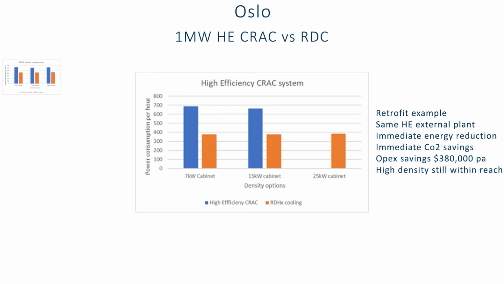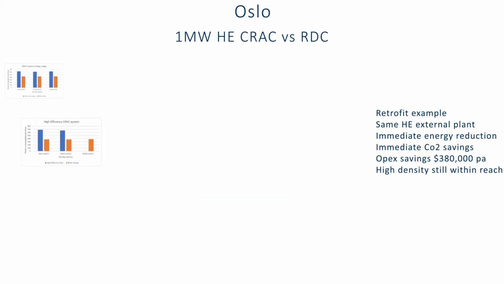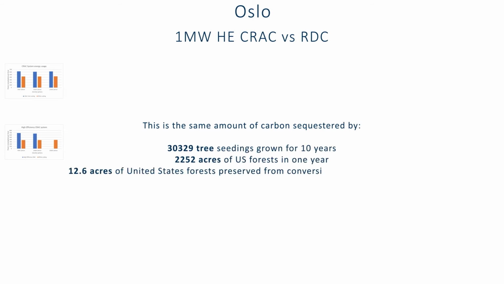Continuing in the same vein, by standardizing the external equipment, you can see the difference is increased because of the additional airflow. This is needed to enable the same level of cooling internally. This equates to over 40% lower energy usage, or 1,838 tons of CO2. This is the same amount of carbon sequestered by 30,329 tree seedlings grown for 10 years, 2,252 acres of U.S. forests in 1 year, 12.6 acres of United States forests preserved from conversion to cropland in 1 year.